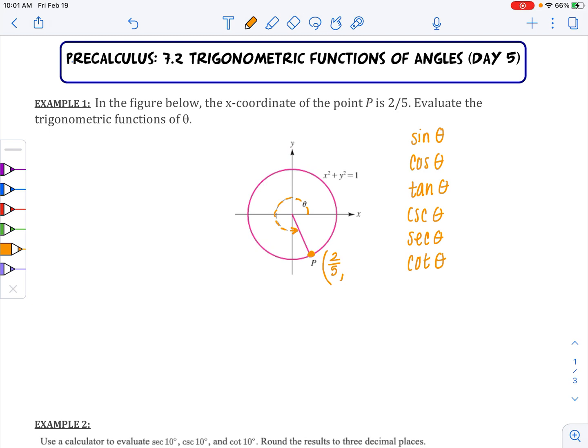Well, because we already know the x value, we already know that this can mean a little triangle, if we want to look at that. That might be helpful to see. We know that the x value, that 2/5, is really the cosine, right? The adjacent over hypotenuse. So this value is my cosine. Look at that, you already found one.